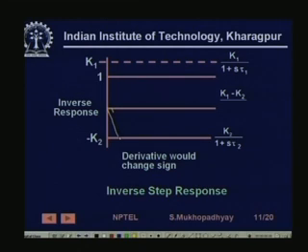So, the response due to the K2 block will start along this way, and the response due to the K1 block will start along this way with this slope. So, the net result will be that the overall response will initially start going negative, and then it will change sign, and then it will settle at a level which is given by K1 minus K2.